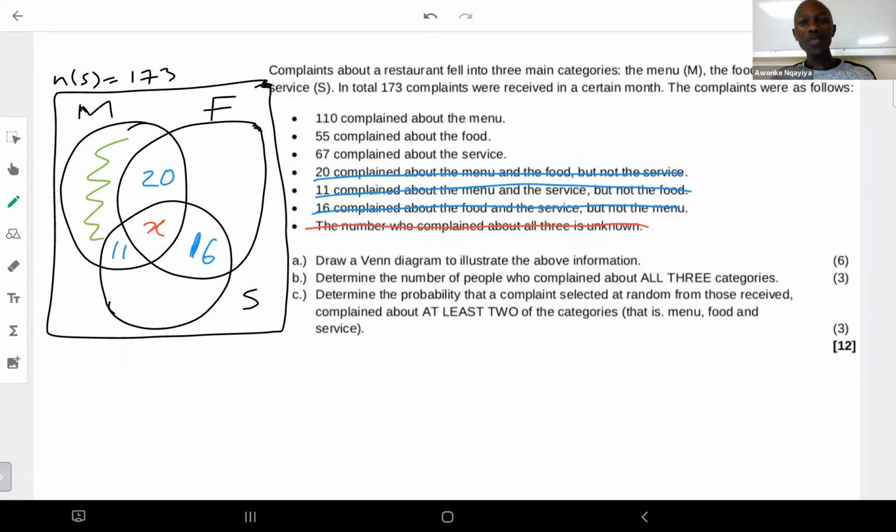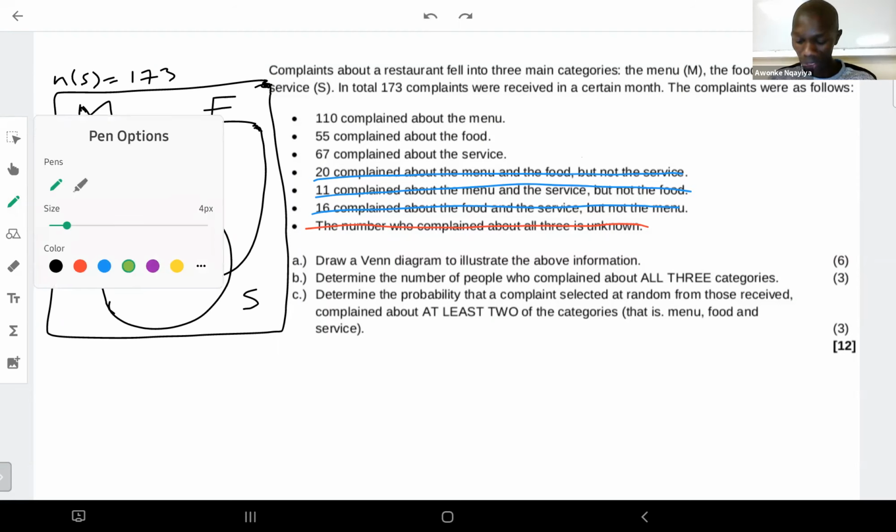So do you get my point now? If they said 110 complained about the menu only, then we would put 110 here. If they said 55 complained about food only, we would put 55 over there. If they said 67 complained about service only, we would put 67 there. So now there is no only, that means we cannot put those values there. We have to accommodate what is already there. Did you get that, or do you want me to go through it again?